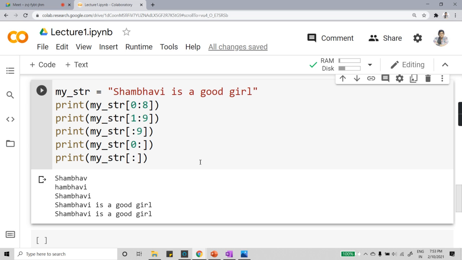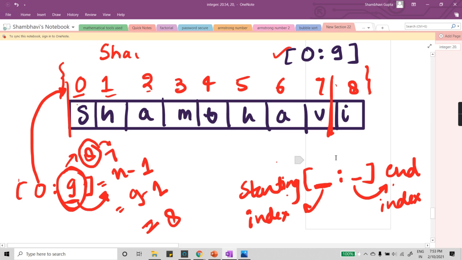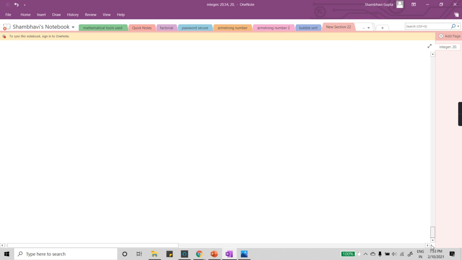So this was about string slicing with positive index. Now there are two things, positive index and negative index. One more thing is left with positive index. Let me quickly cover that, then we will move towards the negative one. Let's say we were doing all the operations on my name.